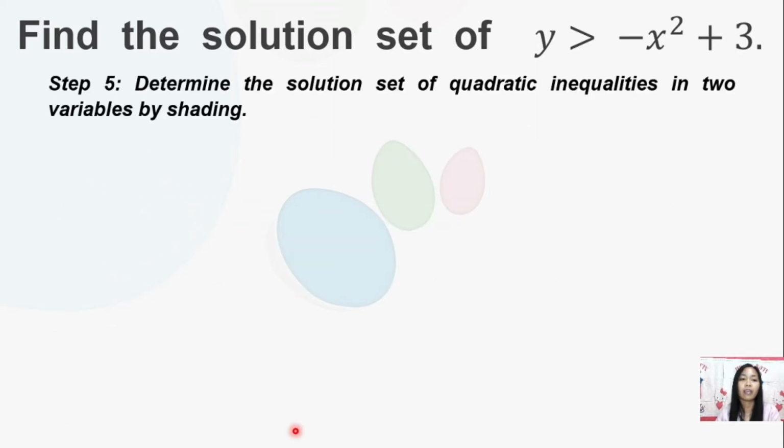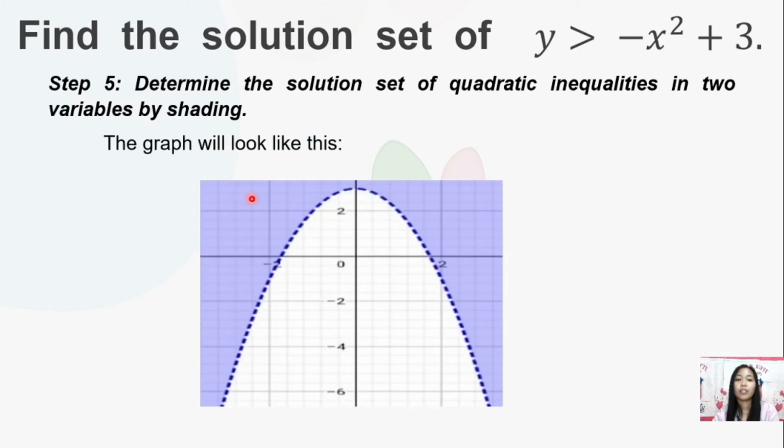Therefore, we have step 5, determine the solution set of quadratic inequalities in two variables by shading. So the graph will look like this. We shade the region outside the parabola. Take note, we make use of the dashed line, or the dashed parabola, or the broken curve, meaning all the points along this parabola are not part of the solution set.